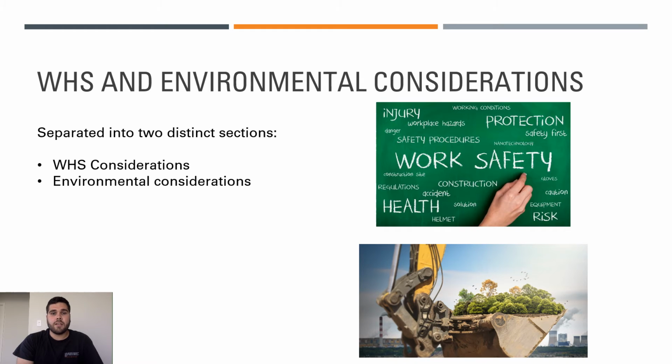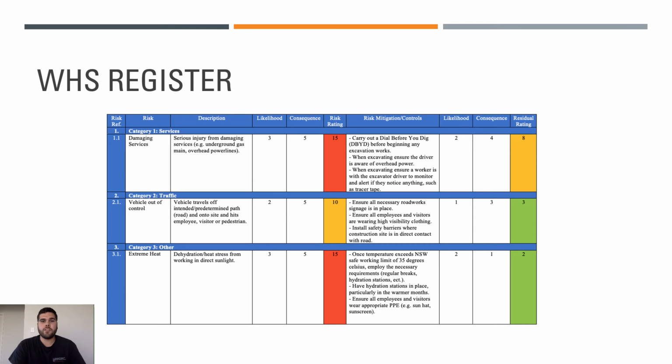To evaluate the WHS and environmental considerations of the project, a similar strategy to that defined within the risk management section is employed. The strategy is inclusive of risk identification, initial risk rating, mitigation/control techniques, and residual risk rating. On the next few slides, a detailed analysis of the WHS and environmental impacts will be displayed. For more information, please refer to our completed CMP report.